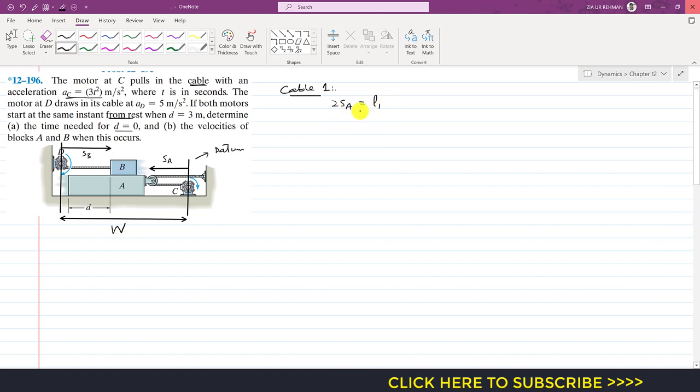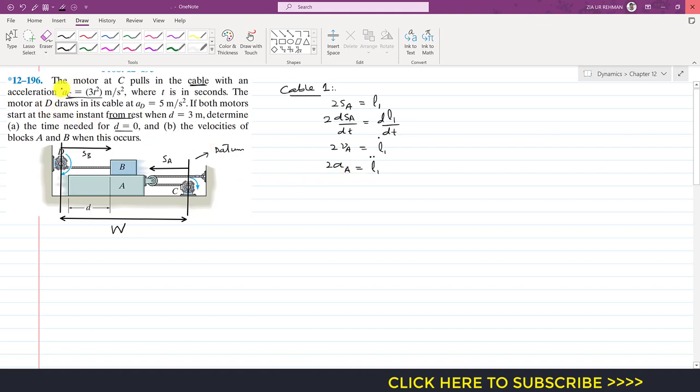So now if I take the derivative of this equation with respect to time, then this will be 2 dSA divided by dt, and this will be equal to dL1 divided by dt. So this will give me 2vA, and this will be equal to L1 dot. And similarly, if I take another derivative, then this will give me the acceleration of block A, and this will give me L1 double dot, right? And L1 double dot will be equal to the acceleration of motor C with which it is pulling this particular cable, right?